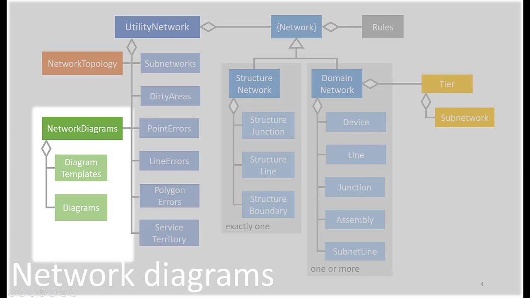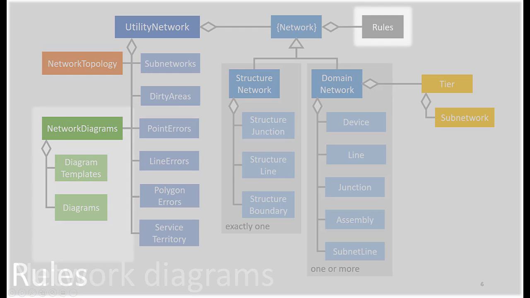Diagrams are basically schematic representations of geographic features. In a network diagram, you do have templates, and you have the diagrams itself. And then you'll notice up here we've got the rules, both the network rules and attribute rules, and it's important to differentiate the two.